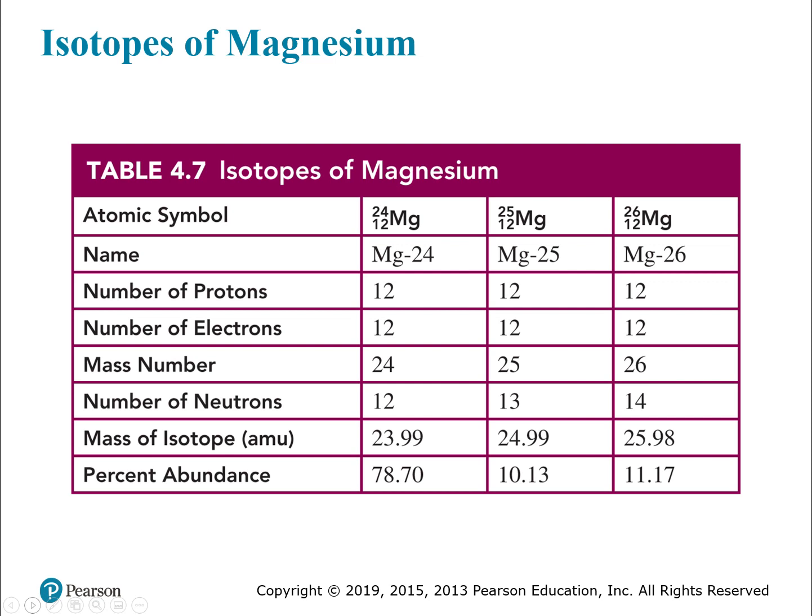This table just does the same thing that we were doing on the last slide. We've got the atomic symbols, the names, and then you can go through and write the protons, electrons, mass number, and calculate, like we did, the number of neutrons. The mass of each isotope is listed, and that's the decimal number in atomic mass units. Then we've got this percent abundance. What that means is, there's a lot of magnesium in the world, but how much of it is magnesium 24? How much of it is magnesium 25? And how much is magnesium 26?